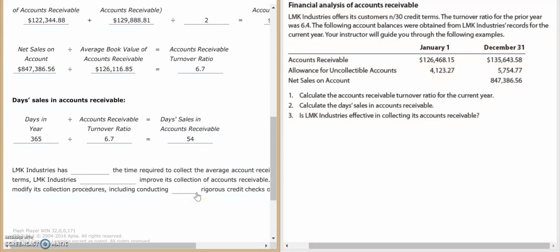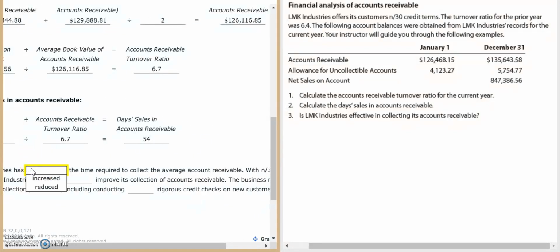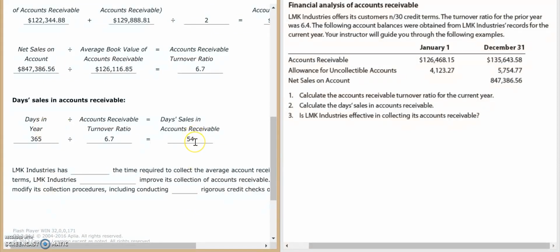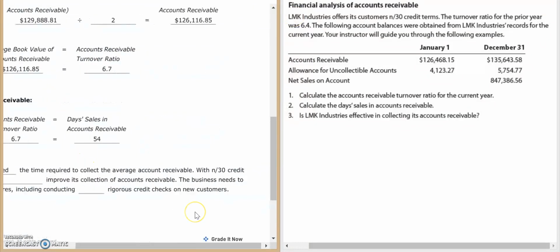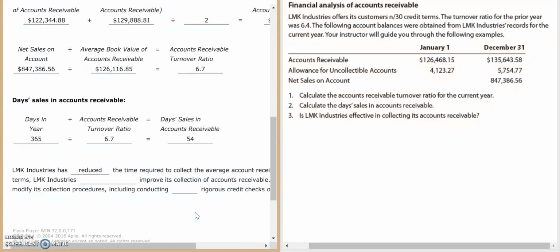Now it asks us to do a little analysis here on whether or not LMK Industries either increased or reduced the time required. So we know that this year it was 54. We could see what last year's was because it said last year we had a ratio of 6.4. So if we took 365 divided by 6.4, you end up with 57 days. So we actually reduced the time that was required to collect our average accounts receivable, which is a positive thing, right? Reducing the amount of time.